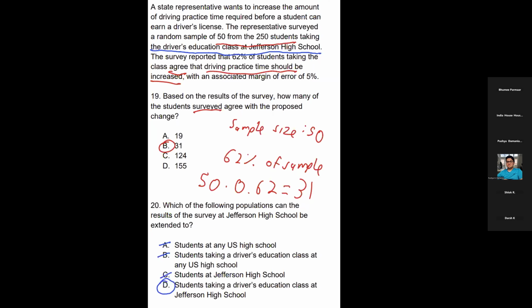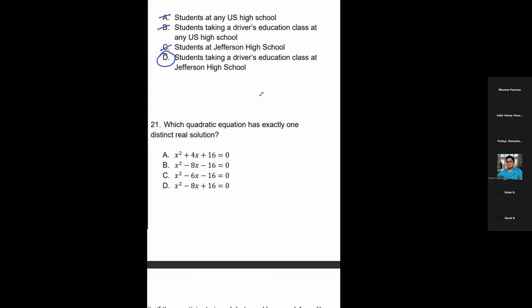If this said something like 50 of 1,000 students at X school district, well, then you could generalize it to X school district. If it said something else, well, then that's whatever you can generalize it to. Okay, question 21.